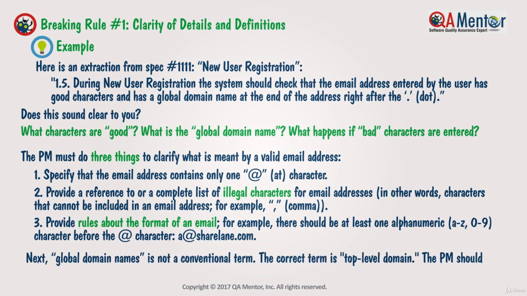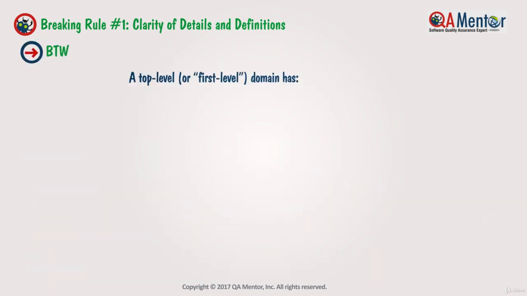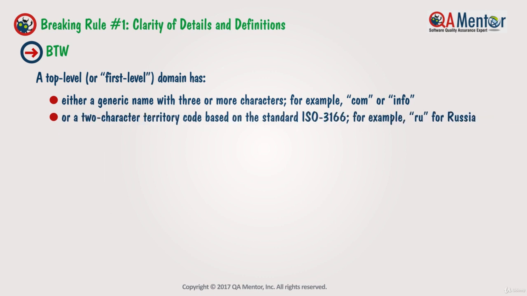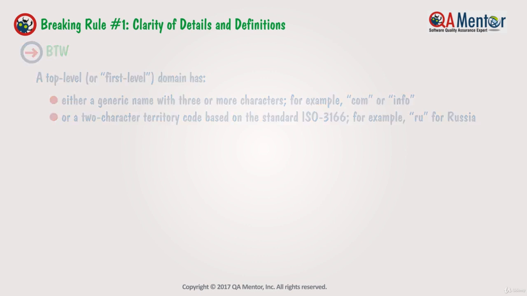a@sharelane.com. Next, global domain names is not a conventional term. The correct term is top-level domain. The PM should use the correct term and provide rules about top-level domain formatting. By the way, a top-level or first-level domain has either a generic name with 3 or more characters, for example, com or info, or a 2-character territory code based on the standard ISO 3166, for example, RU for Russia.